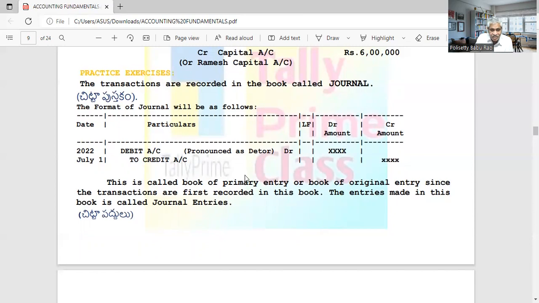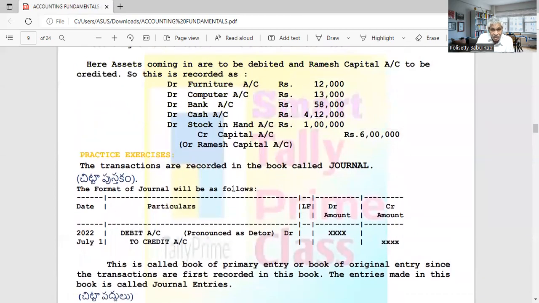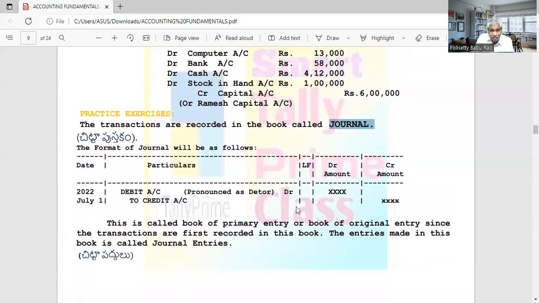This is why it is called the book of primary entry or book of original entry, because we first write in this one. So this book is called the journal, and the entries we write in it are called journal entries, because these entries are made in the journal.